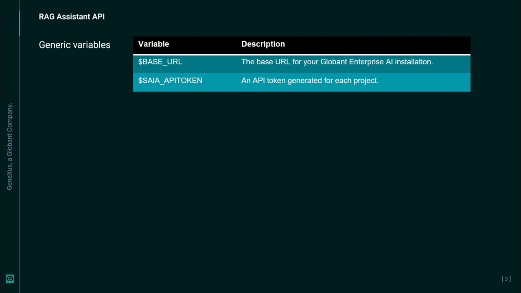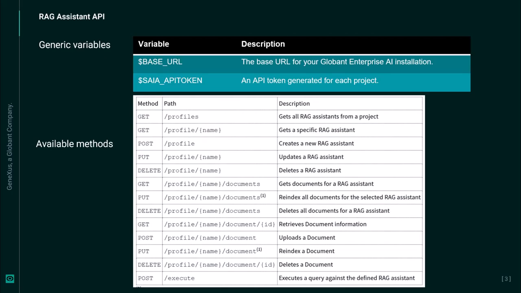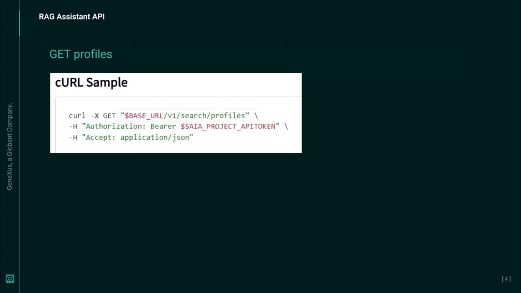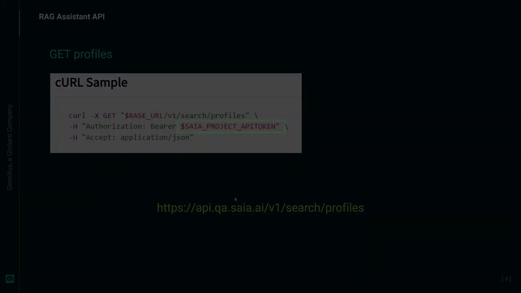The methods available for this API are as follows. First, as an example, we'll test the get method that returns the list of RAG assistants defined in a project. The corresponding curl sample indicates that the URL must have the following format. Therefore, in our context, the URL will be as follows. We can see that we need a project API token.